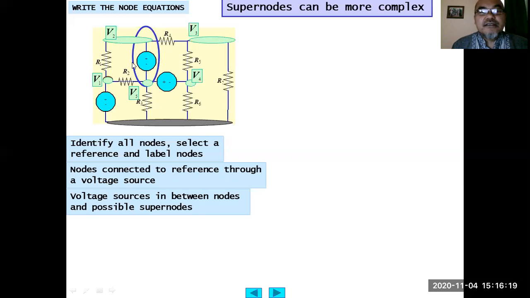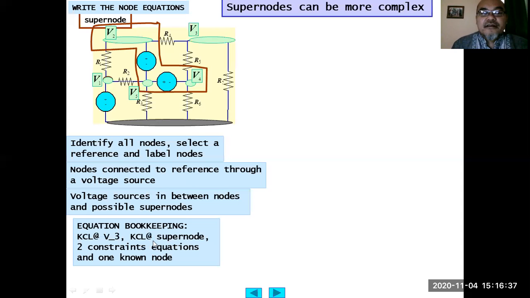Alternatively, there is also this voltage source between V2 and V5. Or otherwise, we can include both V2, V5, and V4 into a single larger supernode. So we can do KCL, Kirchhoff current law, at V3, KCL at this brown supernode, and the two constraint equations are given by this voltage source and this voltage source, and this one known node.